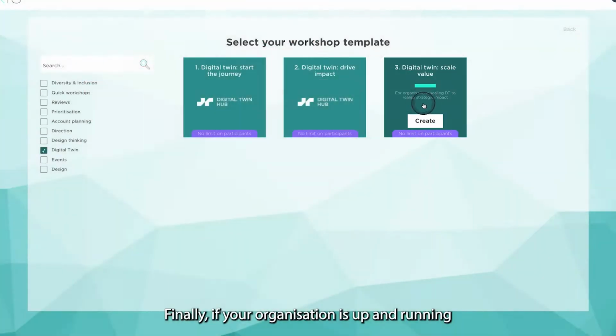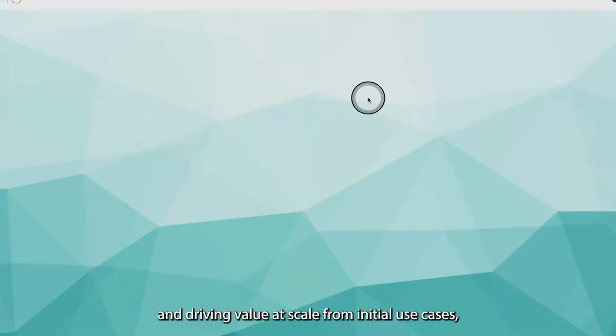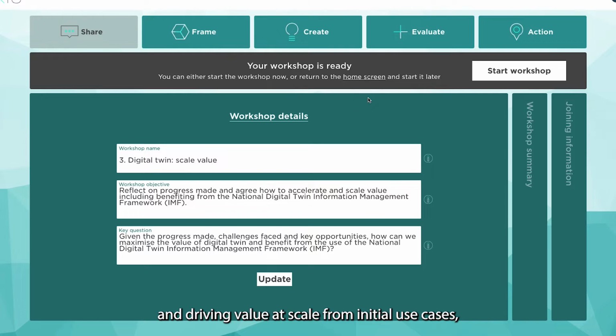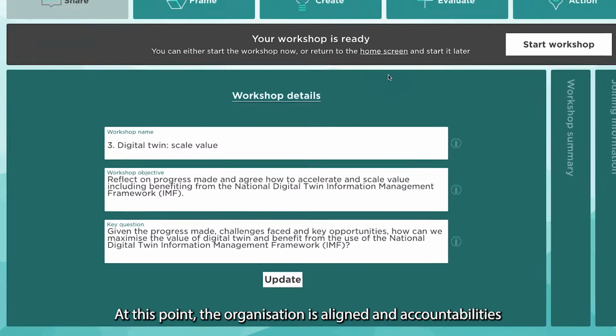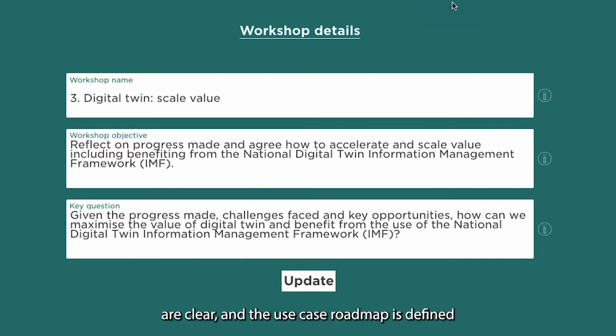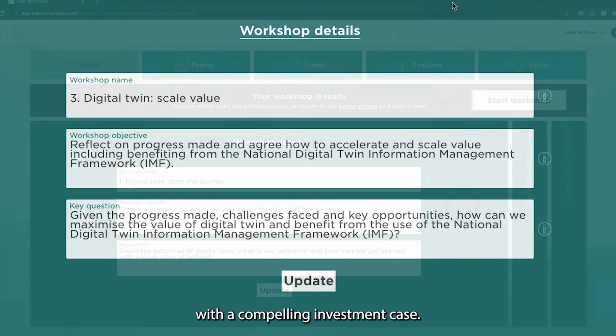Finally, if your organisation is up and running and driving value at scale from initial use cases, you'll be ready to use Workshop 3. At this point, the organisation is aligned and accountabilities are clear, and the use case roadmap is defined with a compelling investment case.